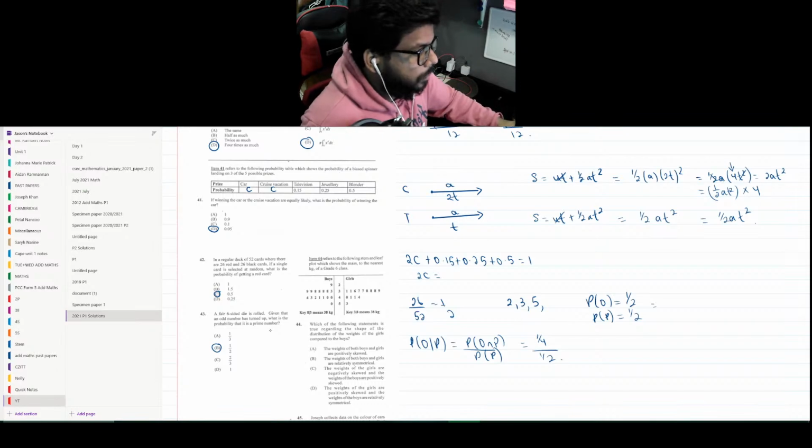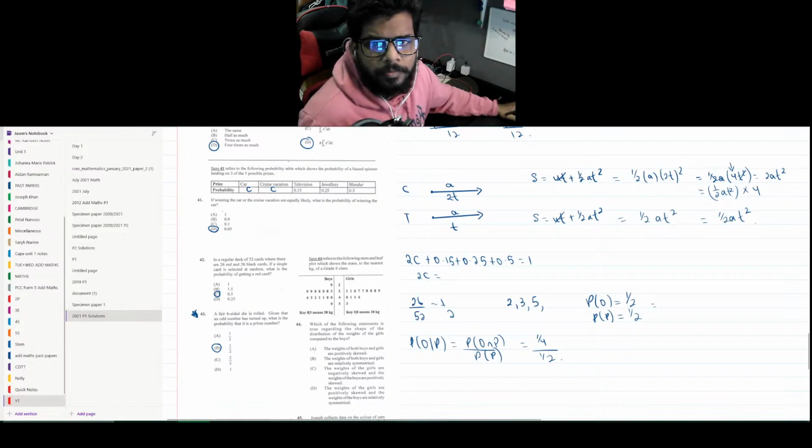Alright, so I'll put another star by this one here. Right, and I will do the solutions for this and I'll probably post it up, right? Just give me a second.